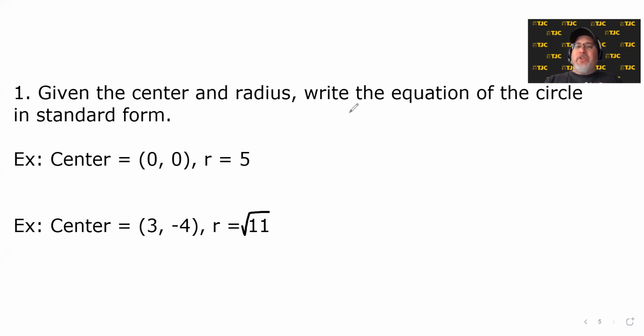Given the center and radius, write the equation of the circle in standard form. For our first example, we're going to look at a circle centered at 0, 0, and whose radius is 5. And by the way, this would be really easy to draw. You don't have to draw it to answer this question.